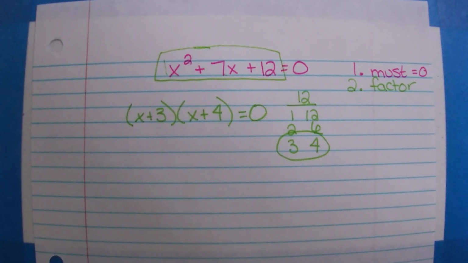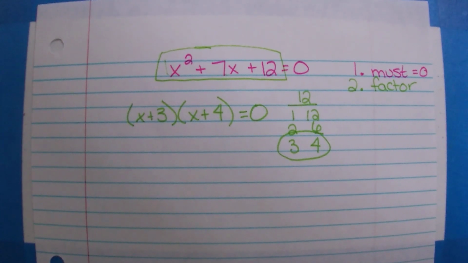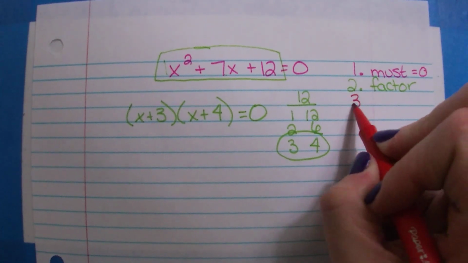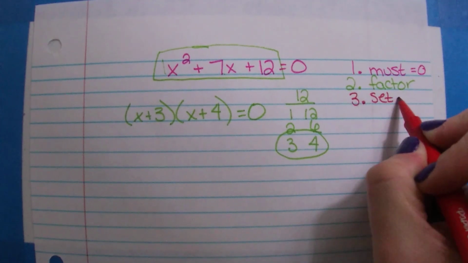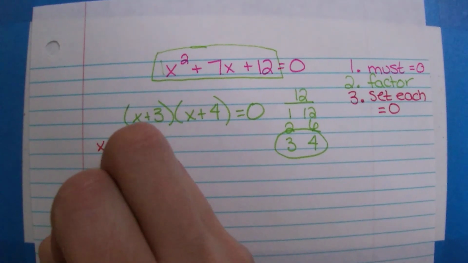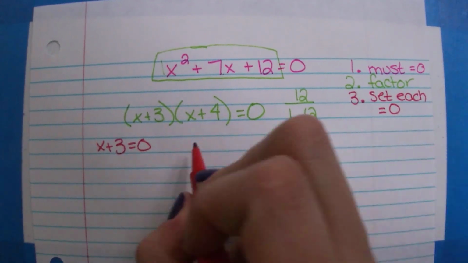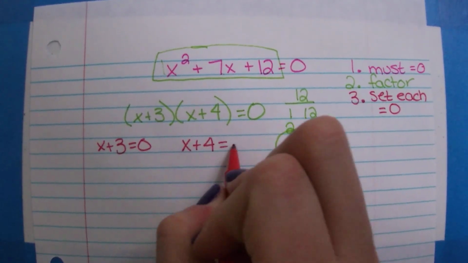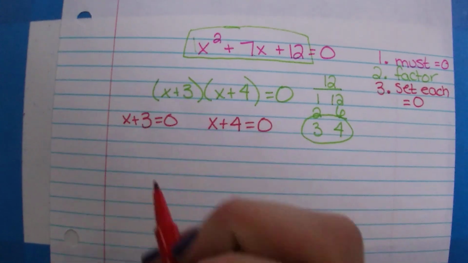Okay, and now this is really good news because now we do have two things being multiplied together that equal 0. And once we get those two things multiplied to equal 0, our third step is then to set them each equal to 0, right? And we can solve them individually. So x plus 3 equals 0, and x plus 4 equals 0.